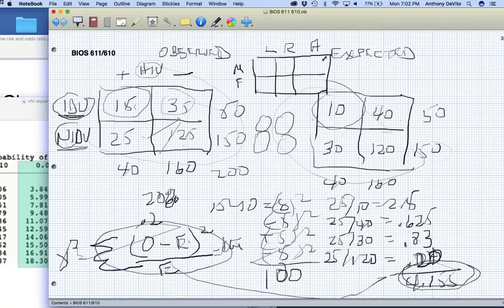Okay, so how many degrees of freedom does this represent? How do we calculate degrees of freedom again? It is equal to the number of rows minus 1 times the number of columns minus 1, right? So what does that come out to? 2, right? 2 rows minus 1 is 1. 3 columns minus 1 is 2. 1 times 2 is 2, so it's 2 degrees of freedom.